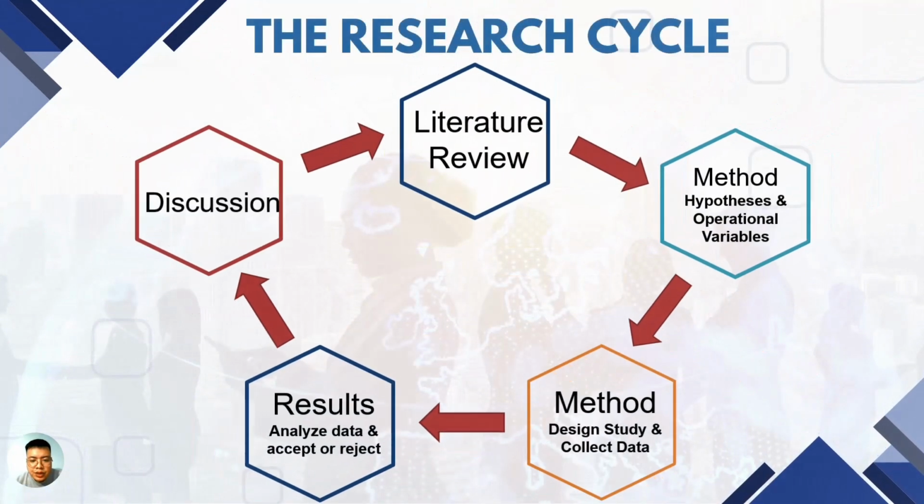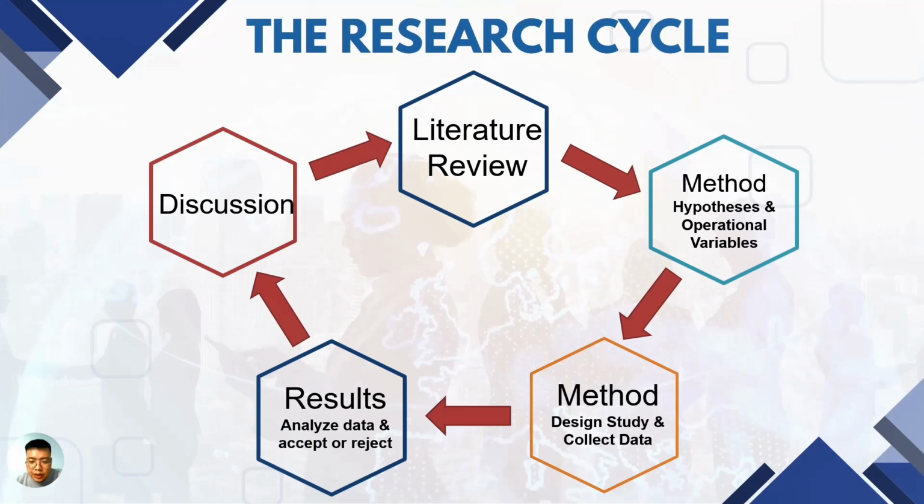This diagram shows the research cycle, a continuous loop that connects every stage. We start with the literature review, then move to methods, designing and collecting data, analyzing the results, and finally the discussion. But the process doesn't end with the discussion. New questions arise, which lead us back to another review of the literature. That's why we call it a cycle, not a straight line.